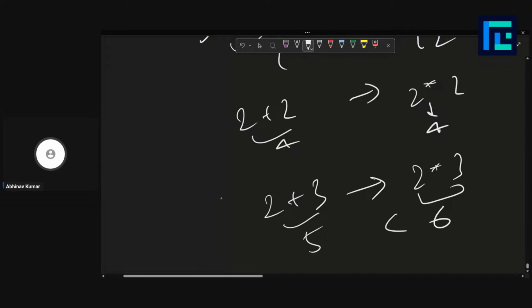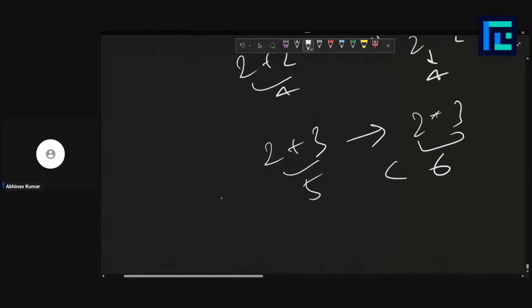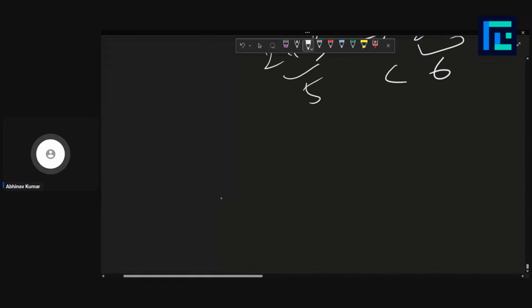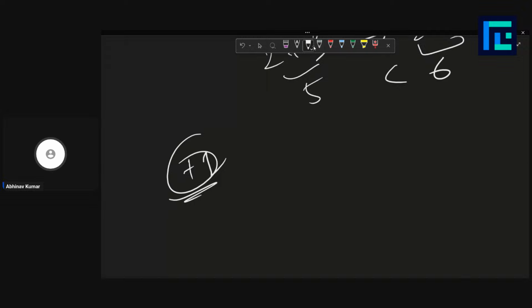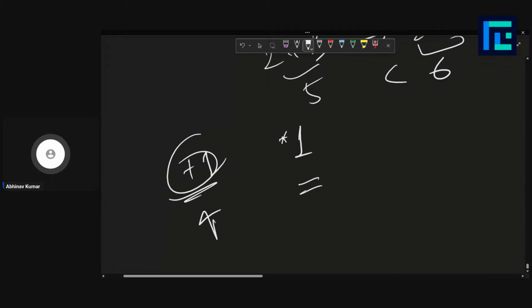This is still greater. But if you take 1, whenever you add a plus 1, you are increasing the sum. But when you are multiplying by 1, the product remains the same.